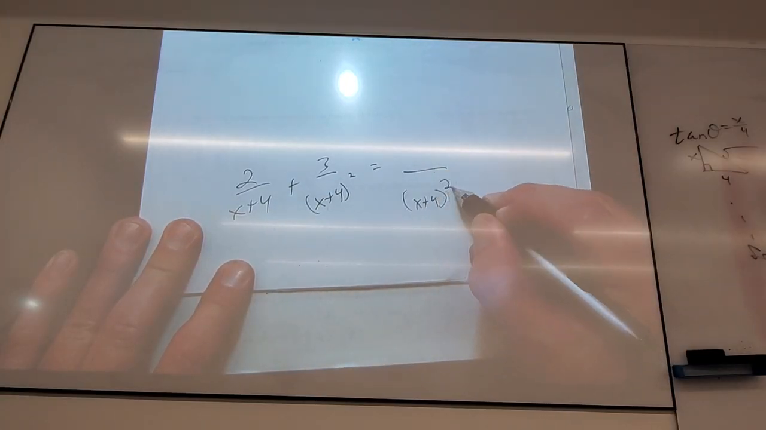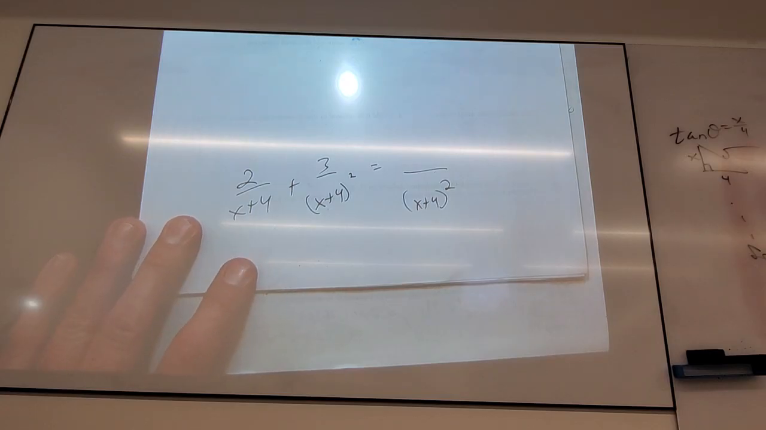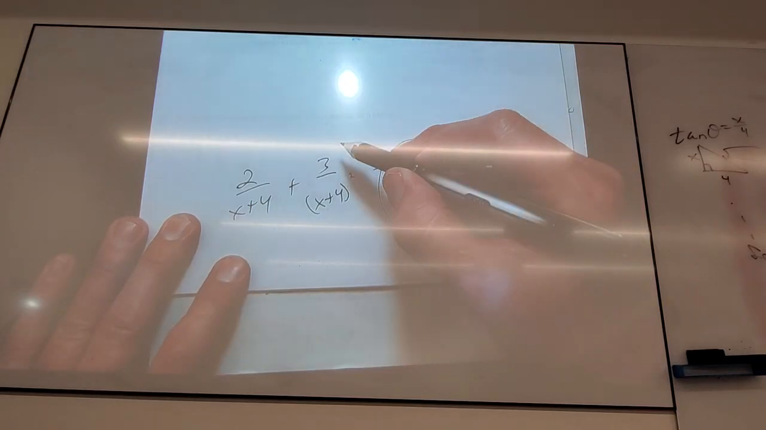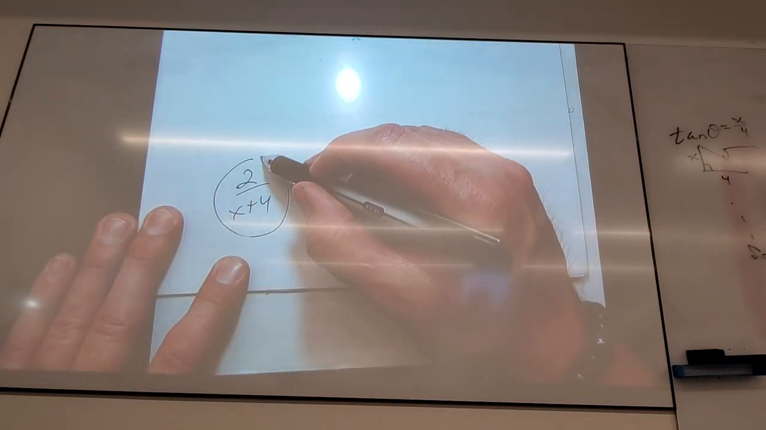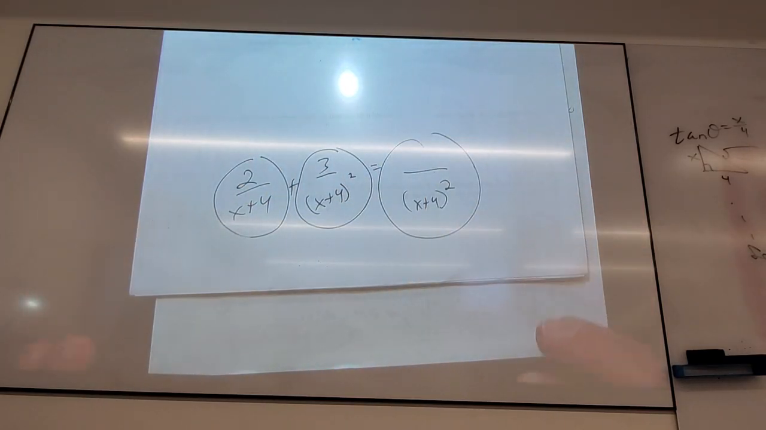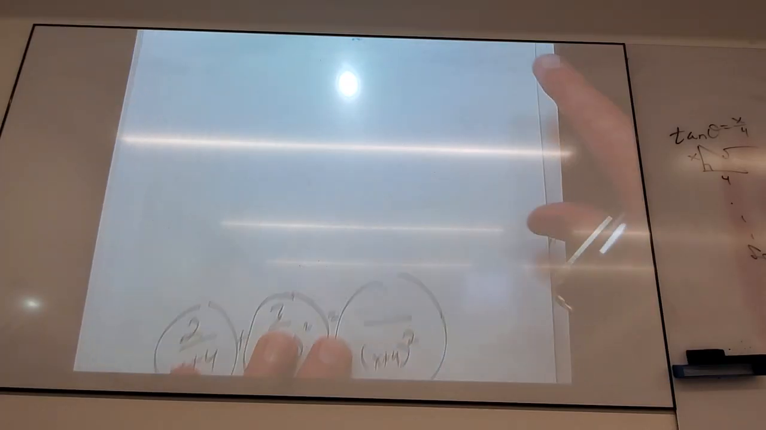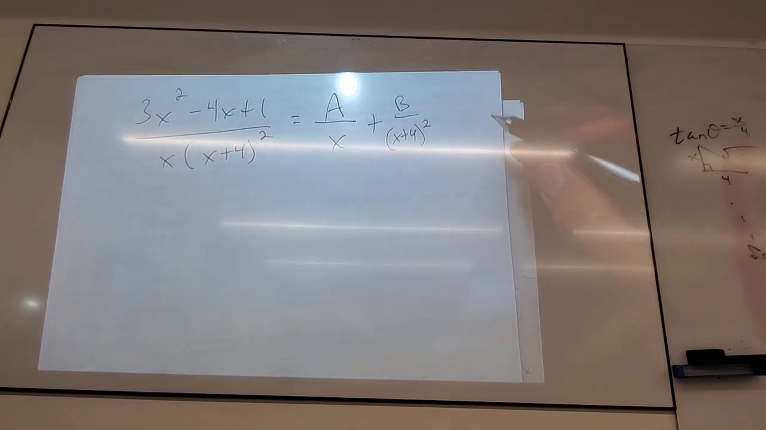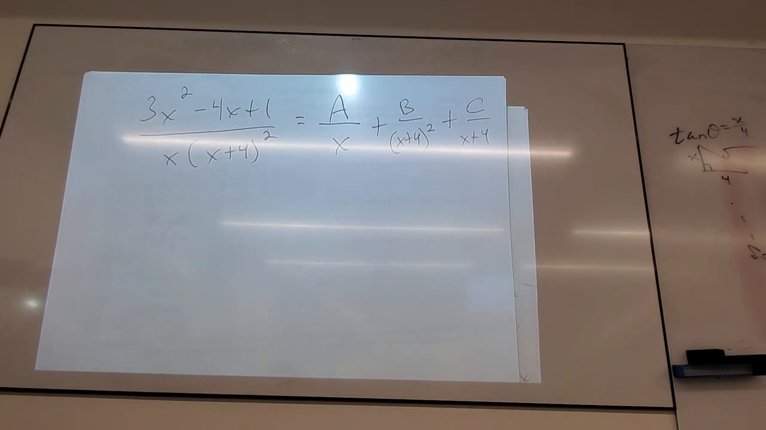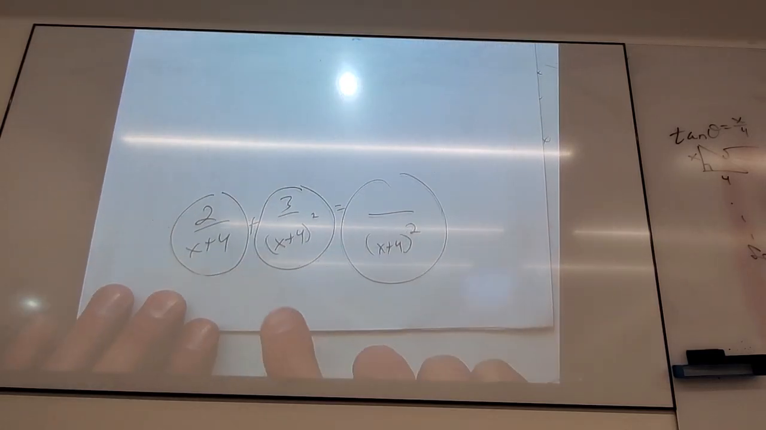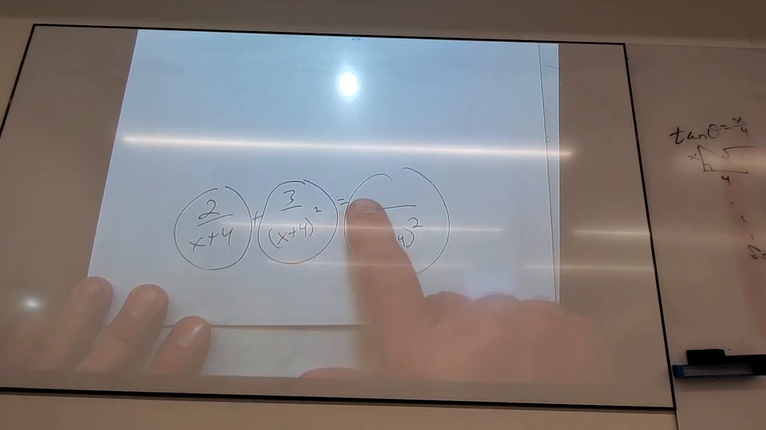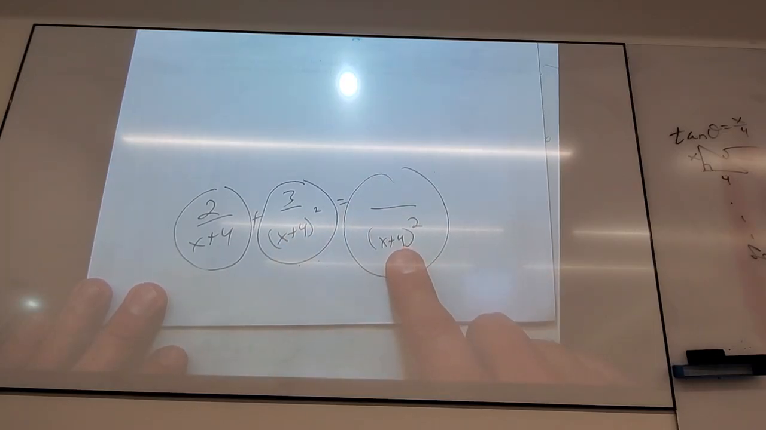X plus 4 squared. So I need you to see how something over x plus 4 squared could have come from something over x plus 4 plus something over x plus 4 squared. If I put just this, that's not enough. It could have come from something over x plus 4 also. I really want this to make sense. So if I have 2 over 1 x plus 4 plus 3 over 2 x plus 4, it equals something over x plus 4 squared, yes?